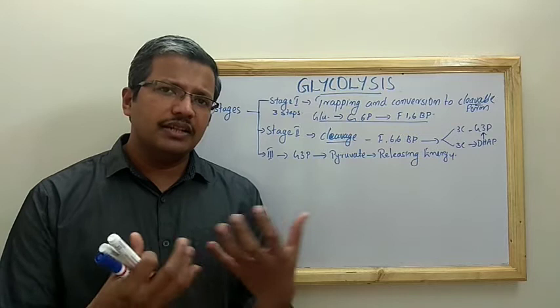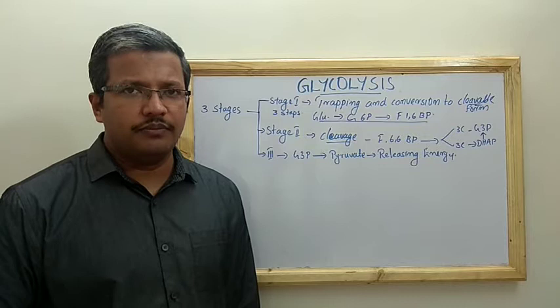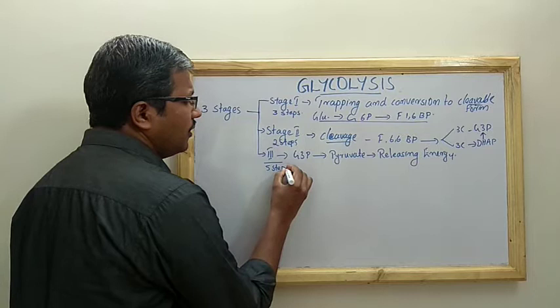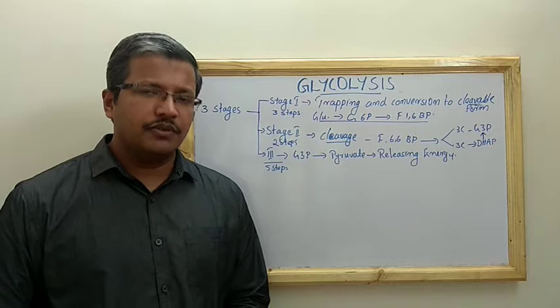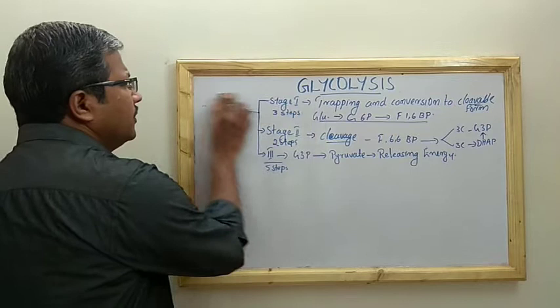Okay, now let us see the details of each and every step in glycolysis one by one. There are about 10 steps. Stage 1 has two steps, stage 2 has two steps, and stage 3 has 5 steps. So a total of 10 reactions are there in glycolysis. So we are just moving into the first step now. Make sure that you are writing this, and only then go into the details. Okay, so let us see the first step.